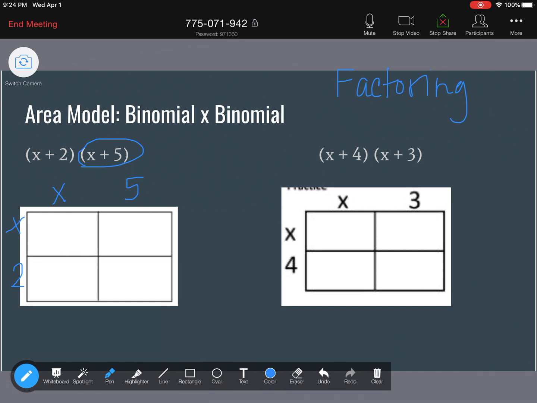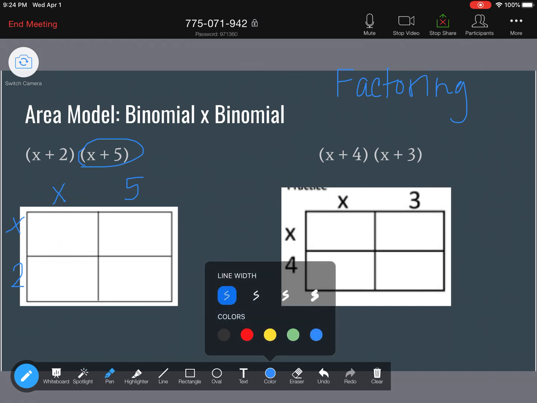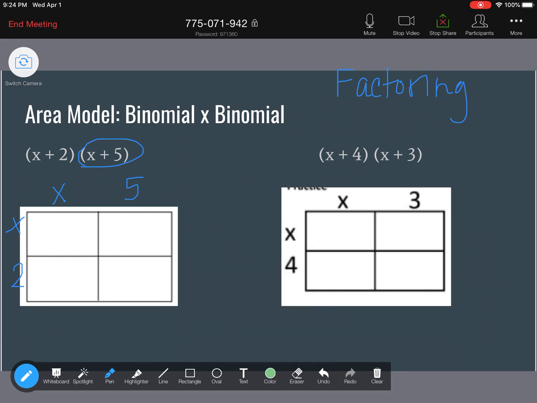And then we're just going to fill in the boxes. We have our x here and our x here, multiply them together, and we get x squared. We have x here and a 5 here. We want to fill in that box. And so we get 5 times x, which is just 5x.